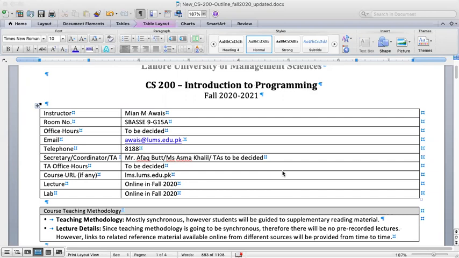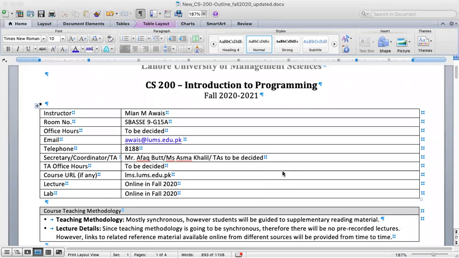The TAs will have separate office hours, and in those they'll be entertaining those students. This does not mean that the other students can't participate. All the other students can participate in the individual sessions, and I'll request the TAs to share their individual sessions with everyone.